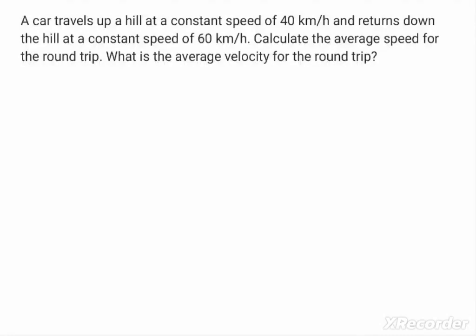A car is traveling up a hill at a constant speed of 40 kilometers per hour and returns down the hill at a constant speed of 60 kilometers per hour. They are asking us to calculate the average speed for the round trip and then the average velocity for the round trip. So let's just draw a diagram to begin with.